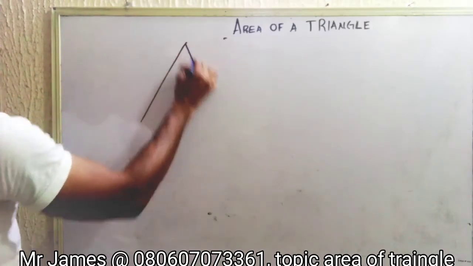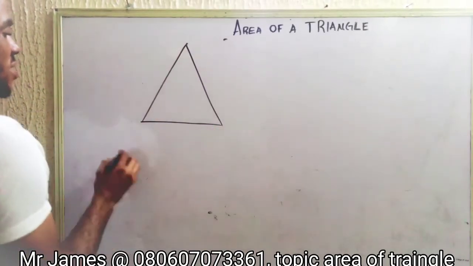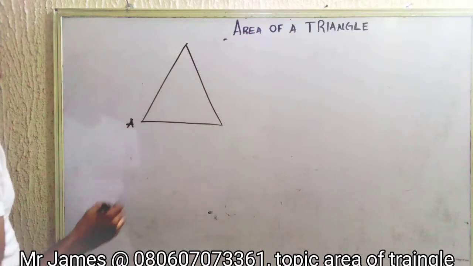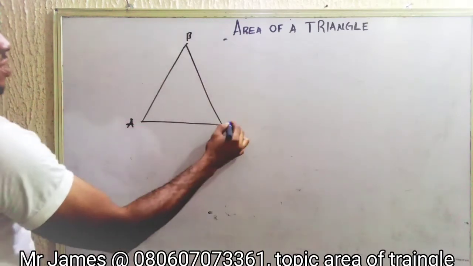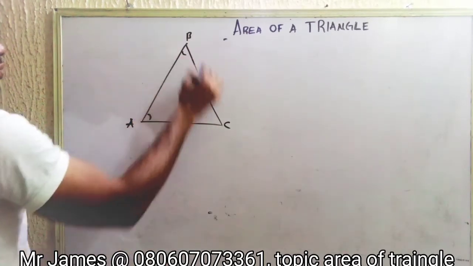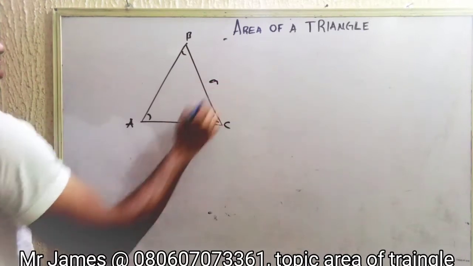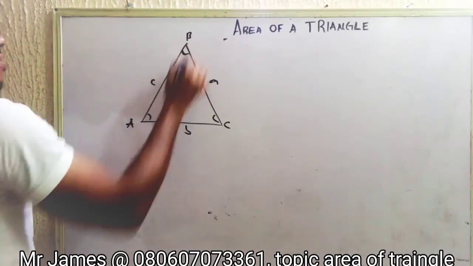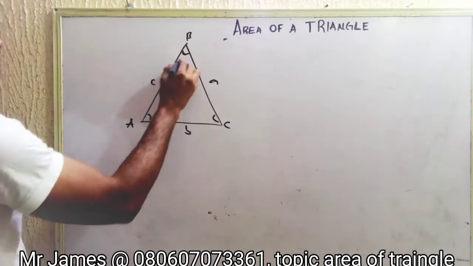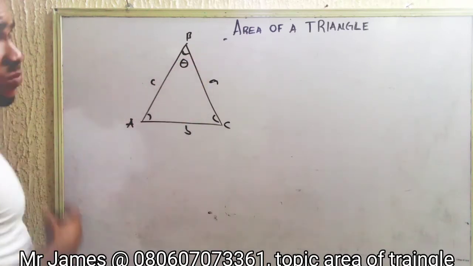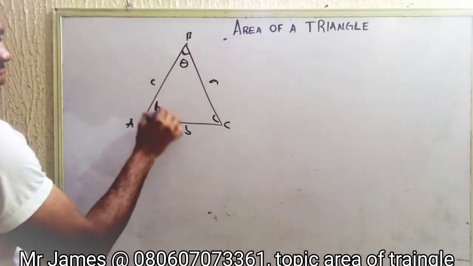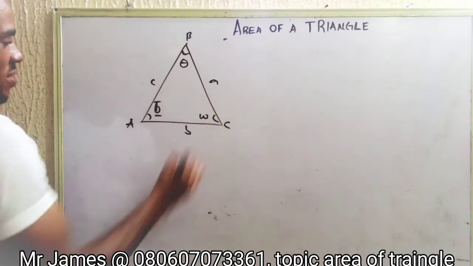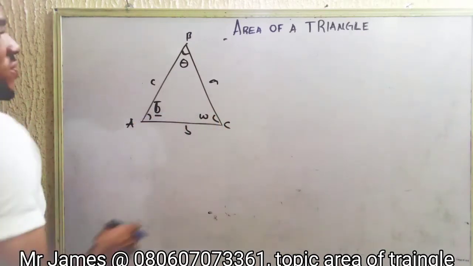Now the second case is something of this nature. You have a triangle in this manner. I have angle A, angle B, angle C. So this is side a, side b, and side c. If I am given this triangle and there's an angle here which is theta, I have another one here, phi, and another one here, omega, and I'm required to find the area of this triangle.